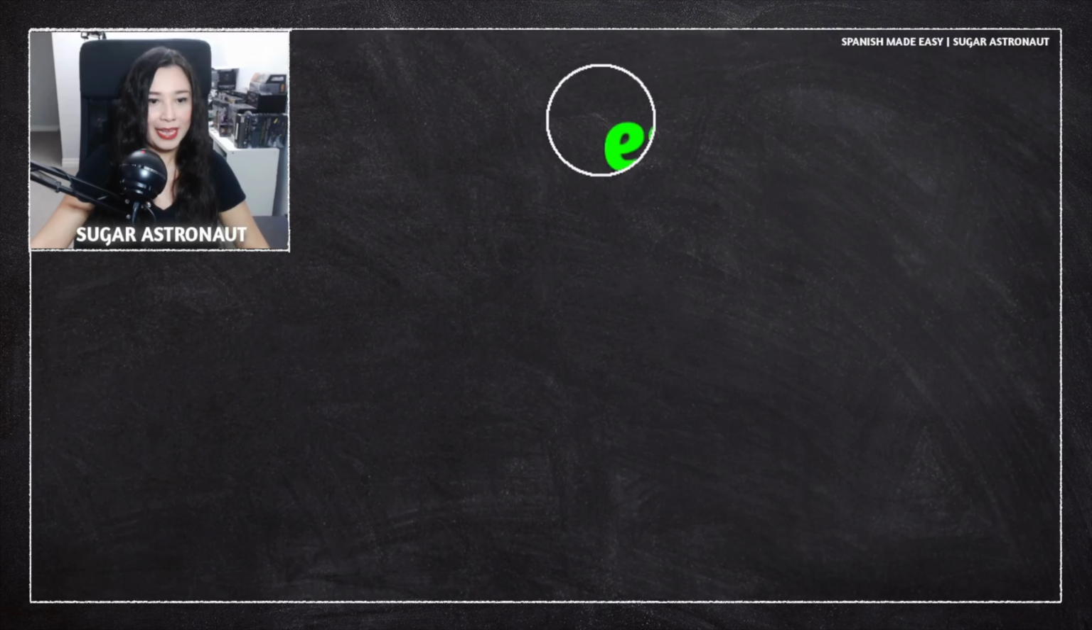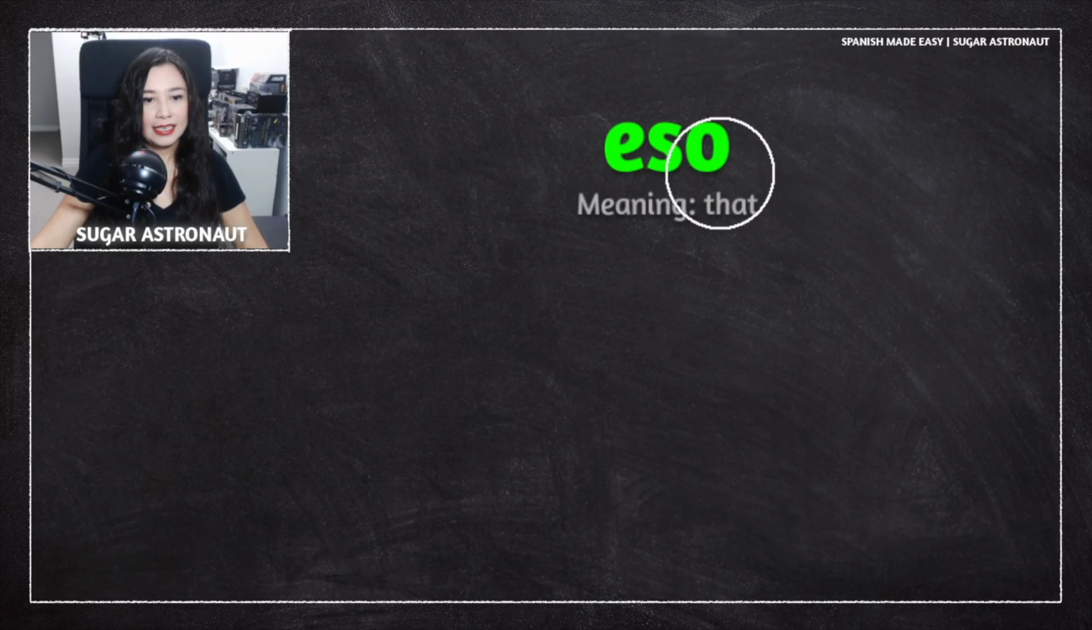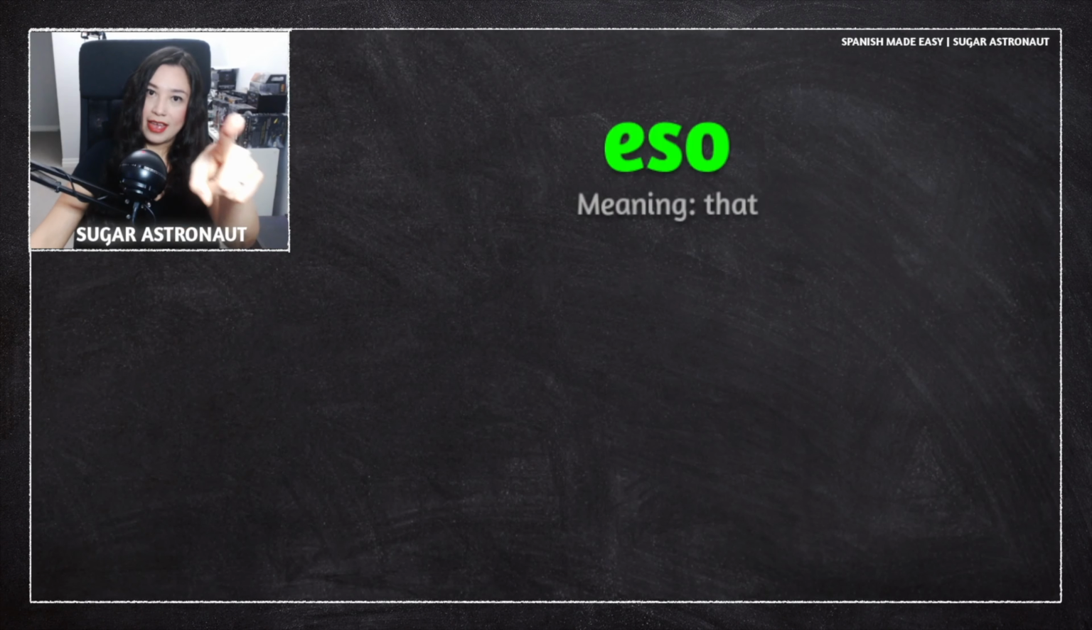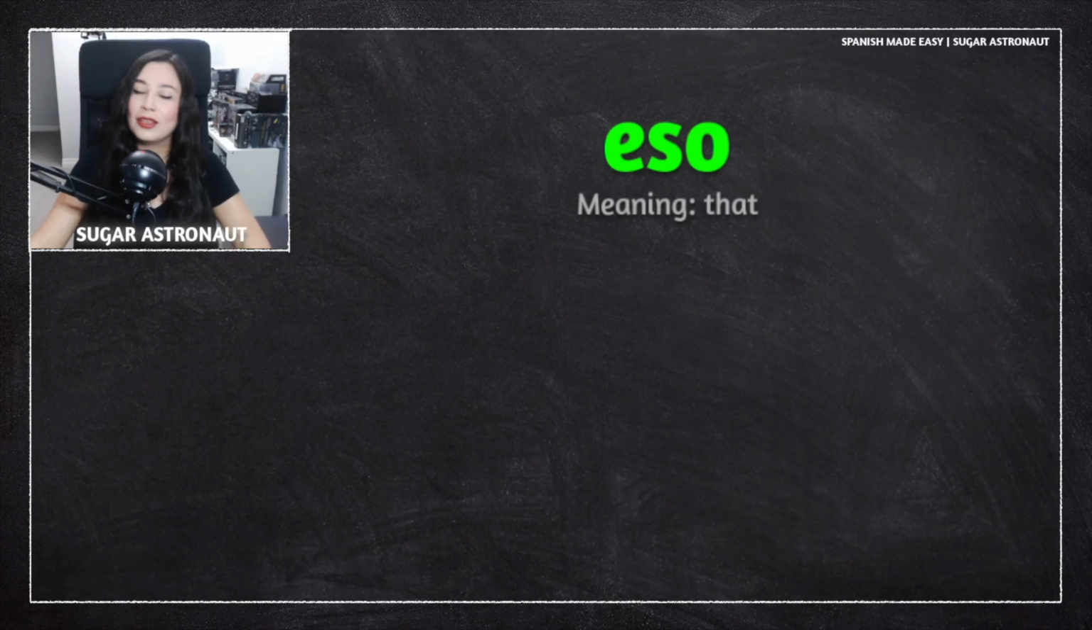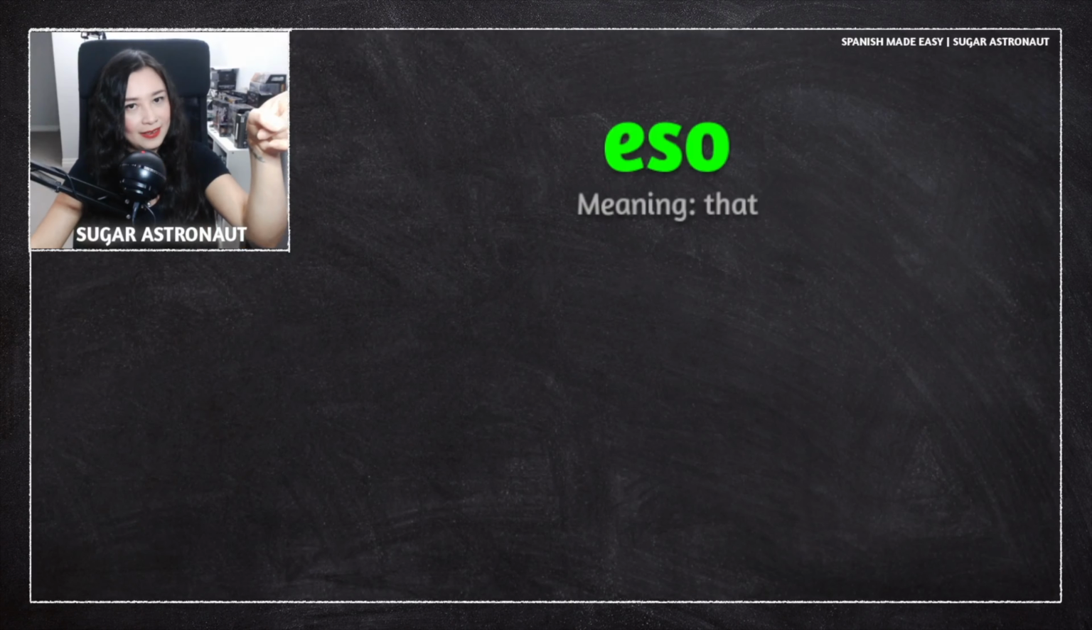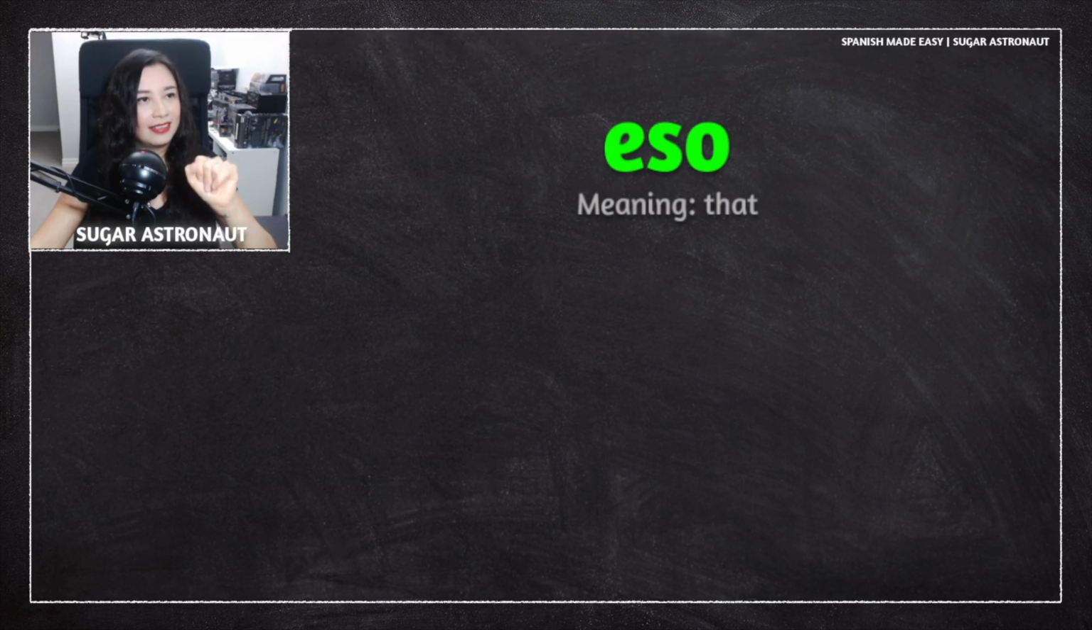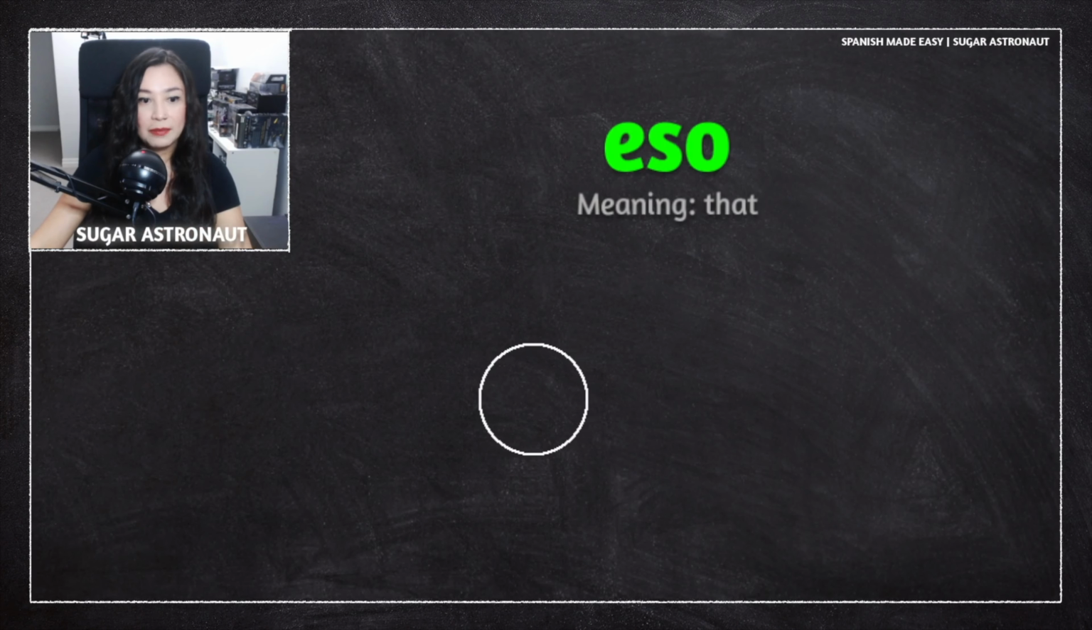The first meaning of eso is that. Eso, that, okay? If you're pointing out because you want someone to look at that, then you will use eso, that. Eso allá, that over there, okay? So keep that in mind. That's the most basic common meaning of eso. So let's look at some examples using this word.